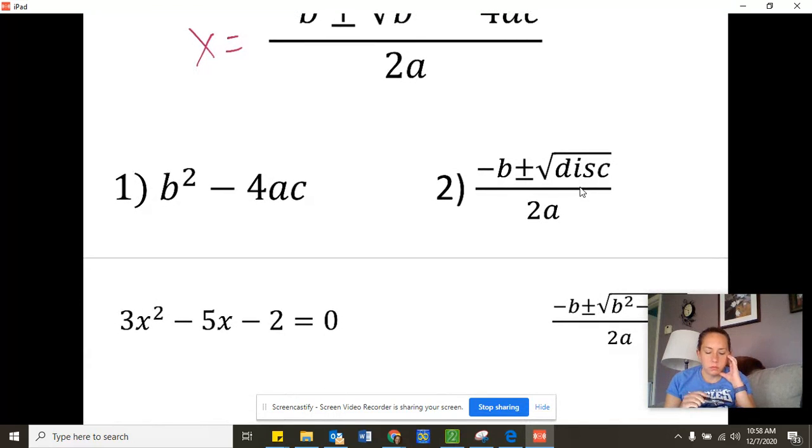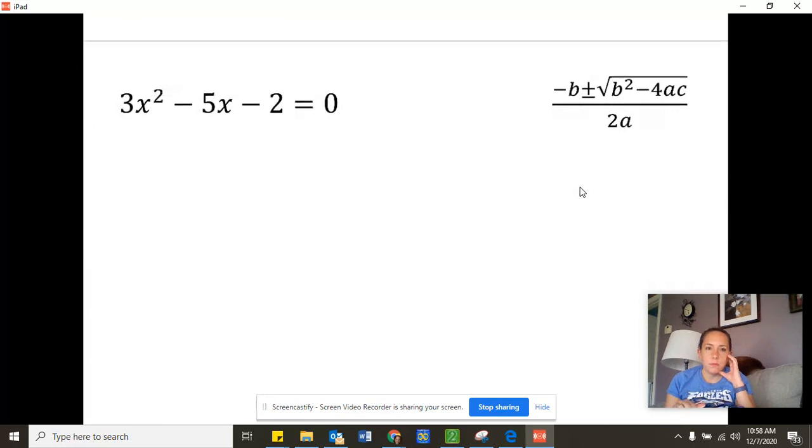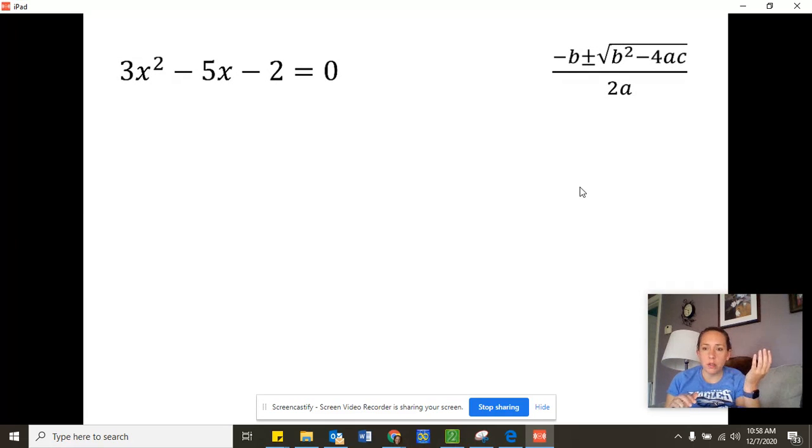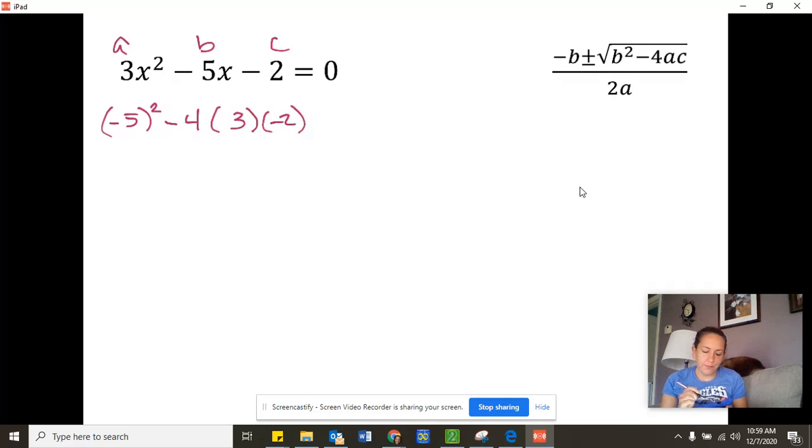So, once again, first step, do the discriminant. Second step, plug it in. So here we go. This is already in standard form, so we already did that. I've got A, B, and C. So first I'm going to find the discriminant. The reason I like to break it up into 2 steps is you're less likely to make a mistake, and it just makes it simpler. So negative 5 squared minus 4 times 3 times negative 2.